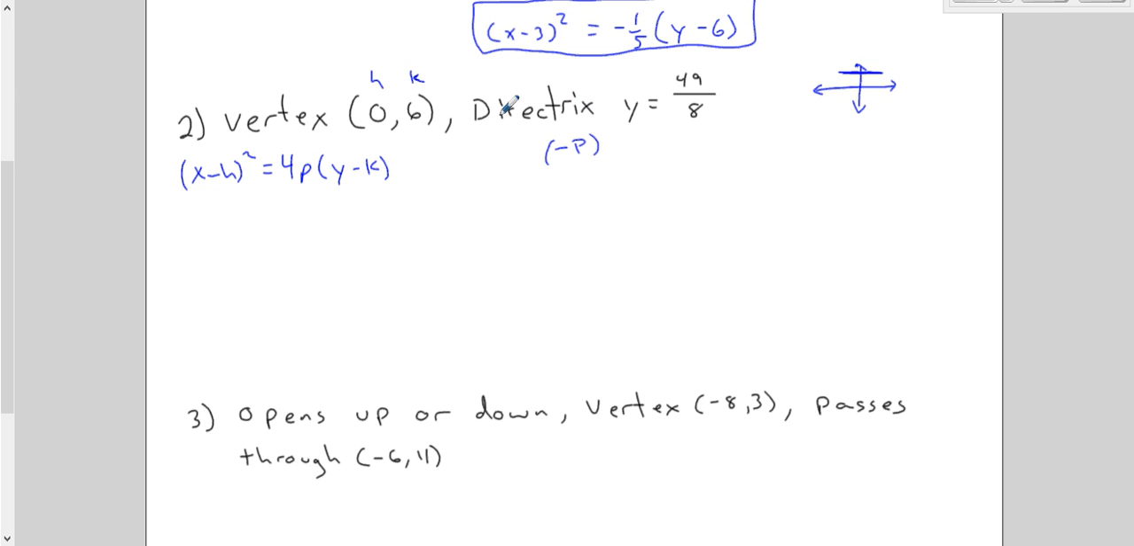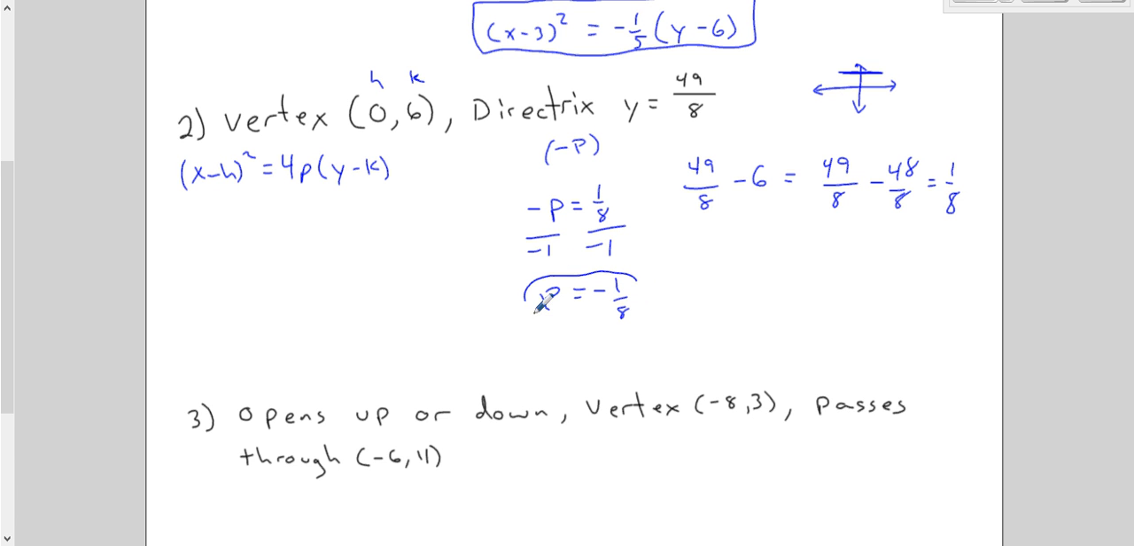And again, we are looking at the distance away from the vertex. So if I subtract out the 6 again, so 49 over 8, I'm really subtracting out 48 eighths. So 49 over 8 minus 48 over 8 is 1/8. Well, that is my opposite value of p. So the negative value of p is equal to 1/8. So if I divide by -1, p is equal to -1/8.